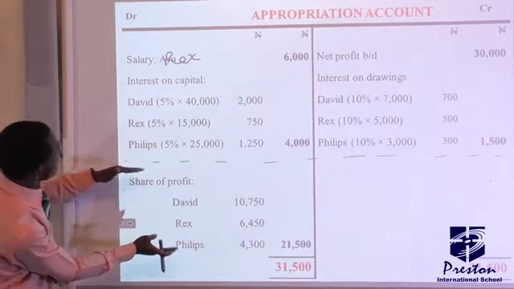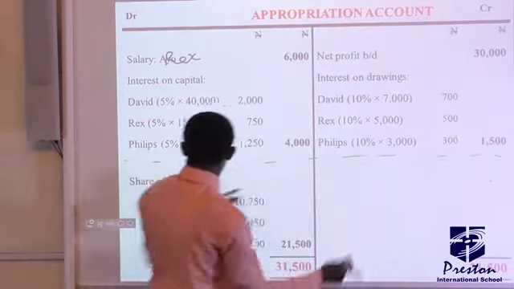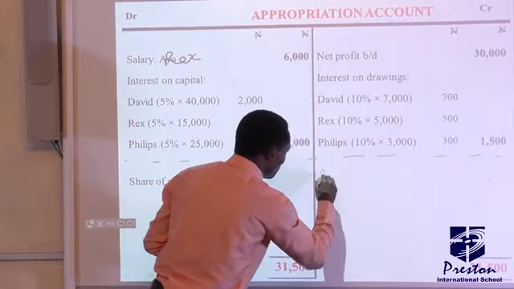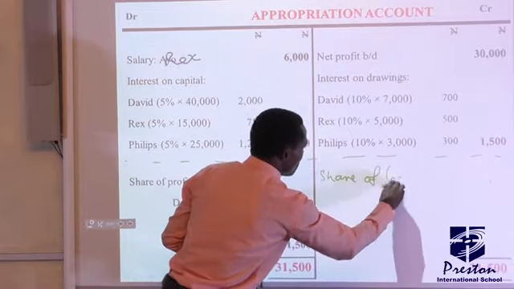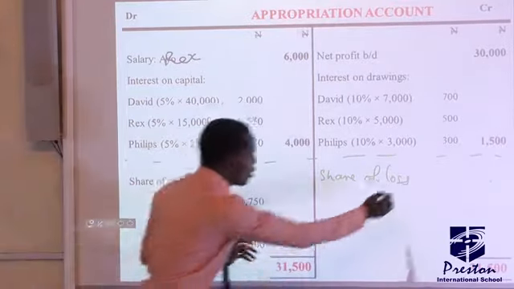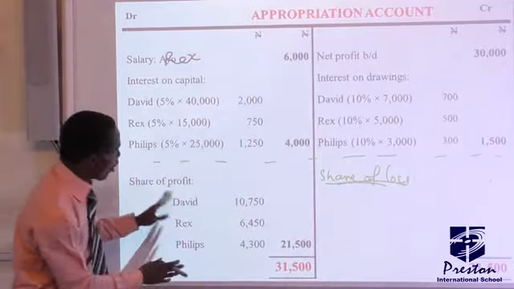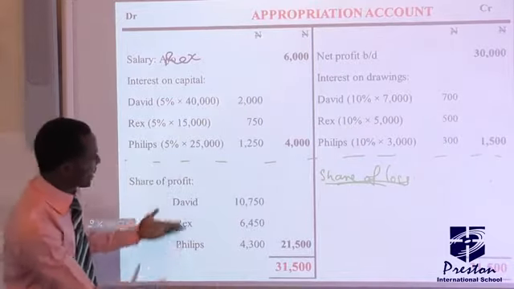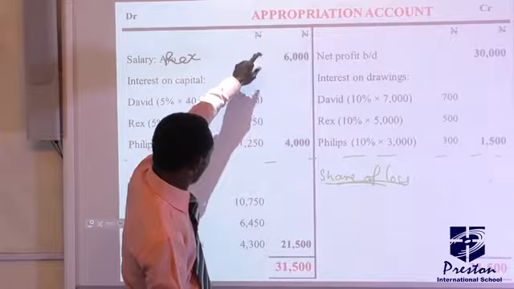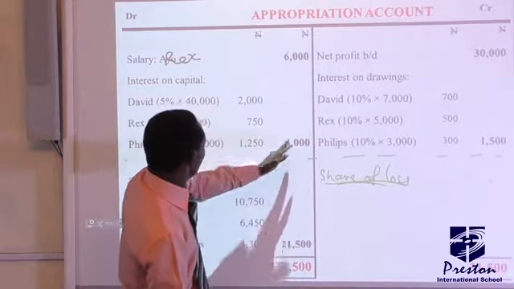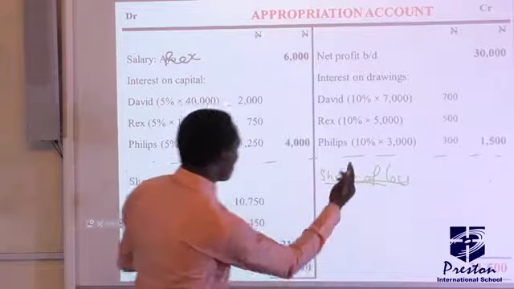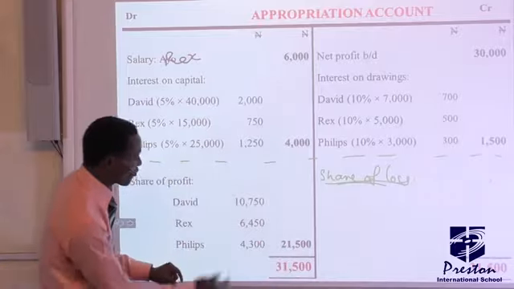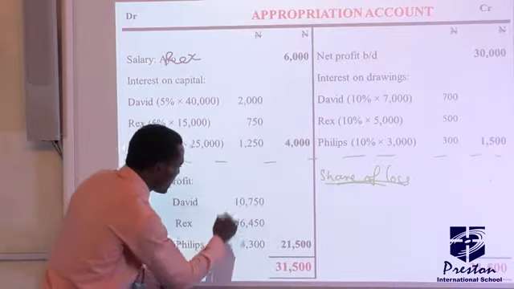Therefore, as it has entered into the debit side here, it will rather come here as share of loss. But in this case, there is no loss. They have all made profit after we have charged all these expenses against the net profit. So how do we now share it? If we take away the addition of this from this, the remaining balance will be this 21,500 naira. So this 21,500 naira will now be shared among the partners.